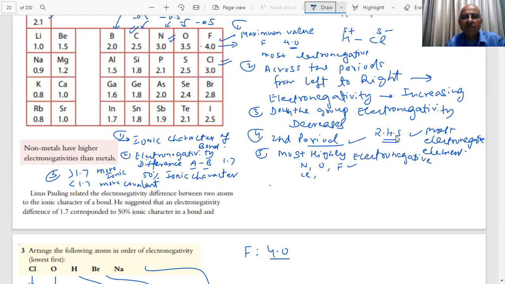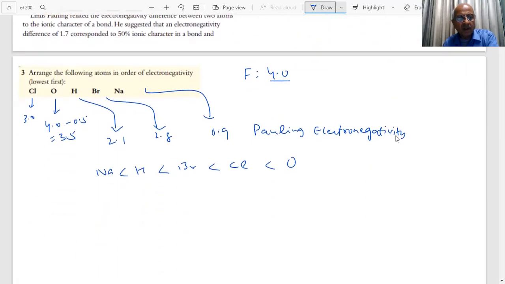And these metals will have no interest in electrons. They want to give electrons. So they have very, very low values of electronegativity, students. Is it okay?